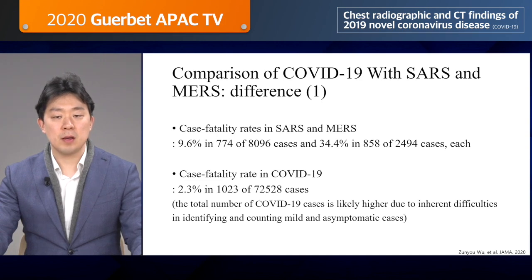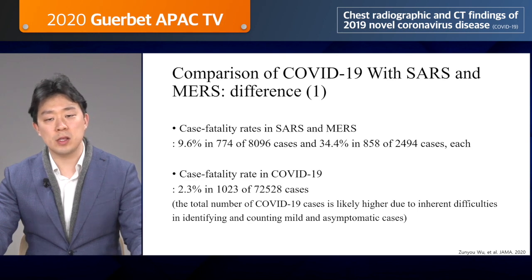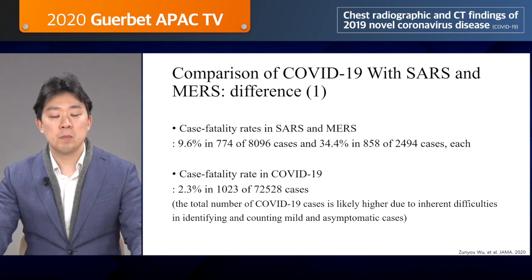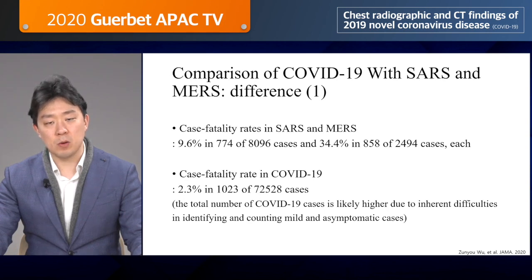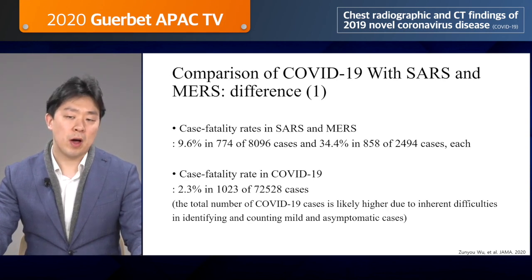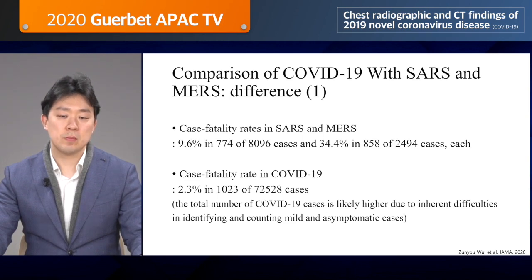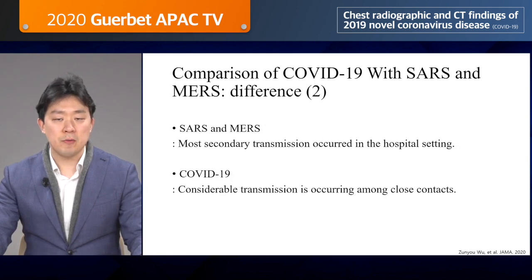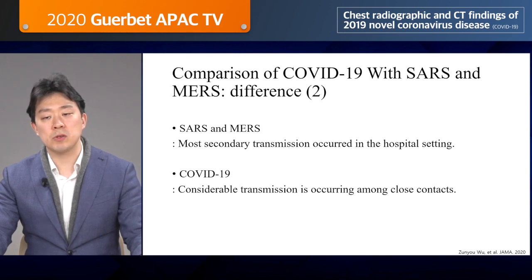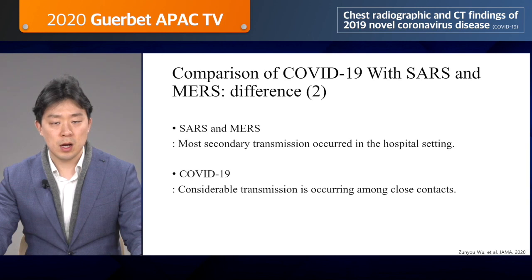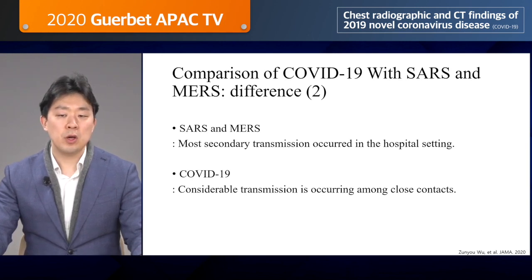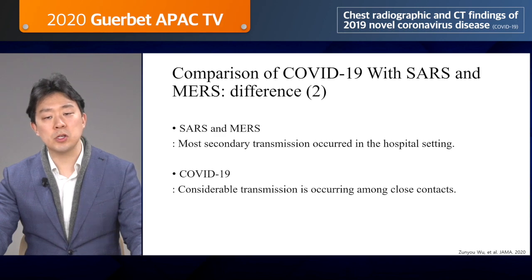The difference is that both SARS and MERS had high mortality rates. The mortality rate in COVID-19 may be lower than that in SARS and MERS, but COVID-19 impacted a great number of patients. Ultimately, COVID-19 is causing far more deaths worldwide. Another difference is that most secondary transmissions of SARS and MERS occurred in hospitals. However, for COVID-19, we are probably going through a global emergency now, since community infections are prevalent.